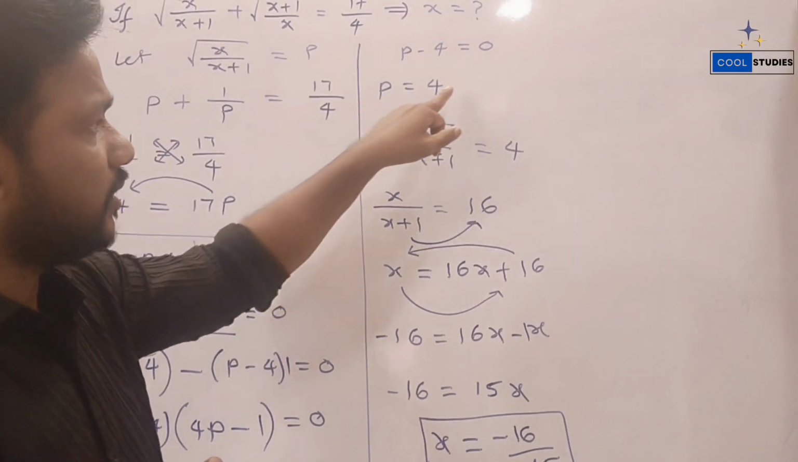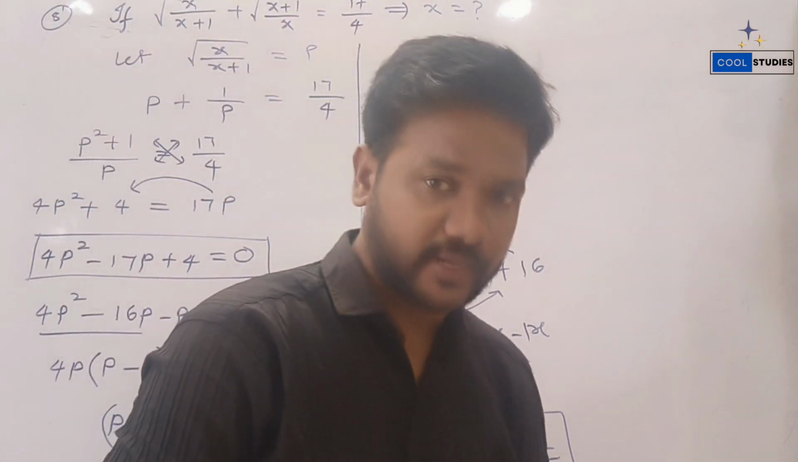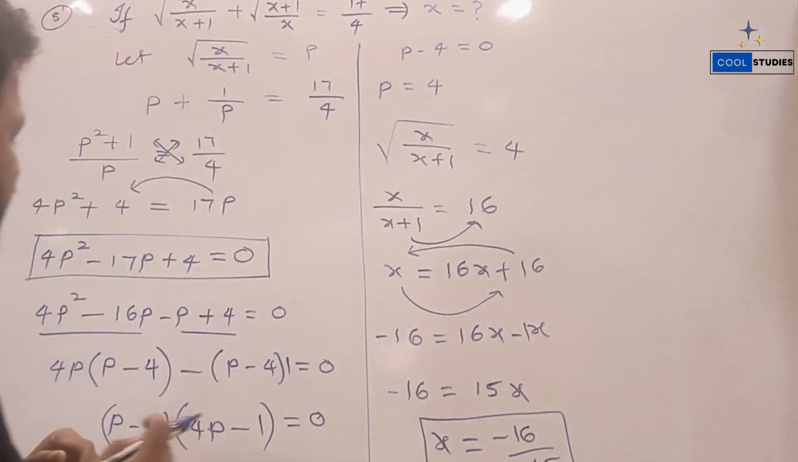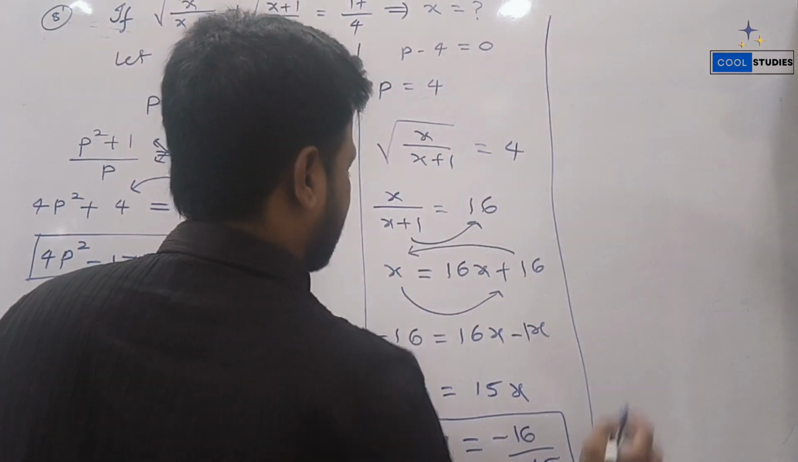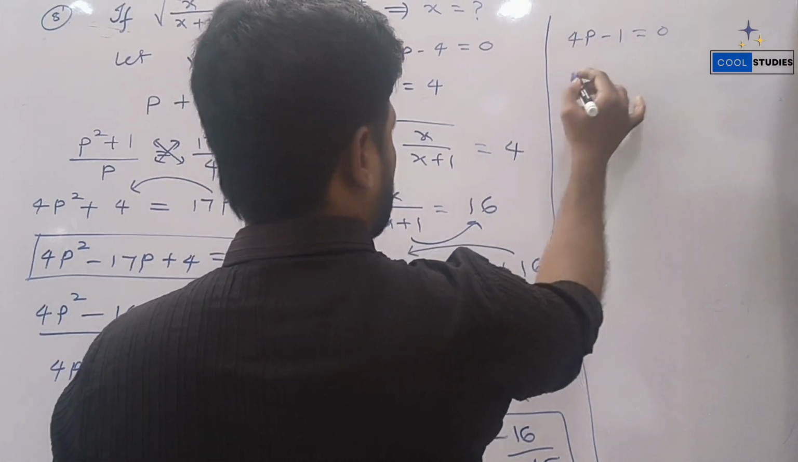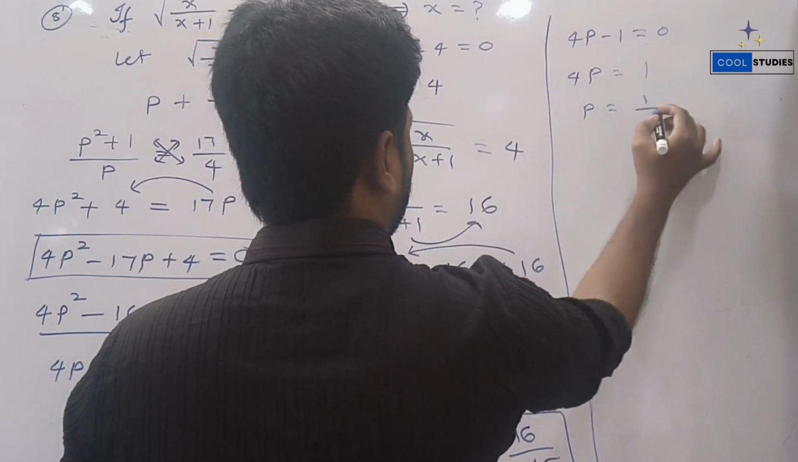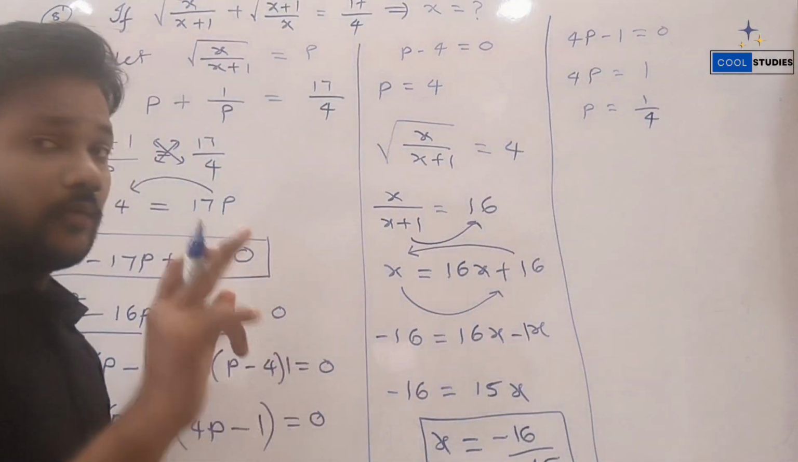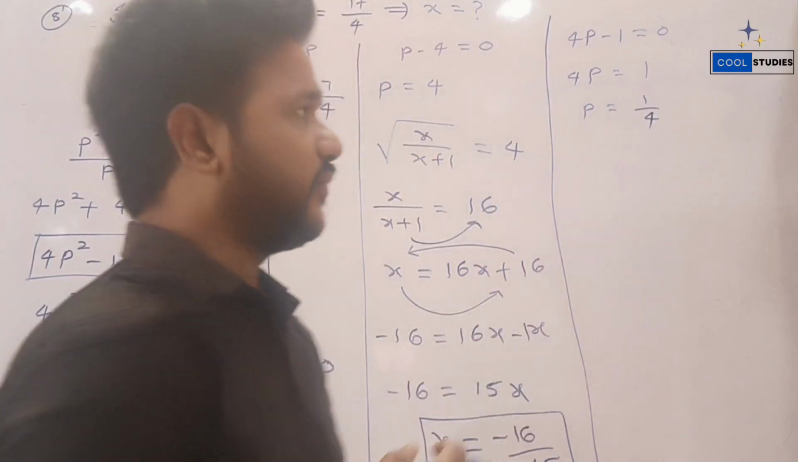If p is equal to 4, the value of x is minus 16 by 15. We have one more value of p, right? 4p minus 1. One more case done here. 4p minus 1 is equal to 0. Then 4p is equal to 1. Then p value is 1 by 4.